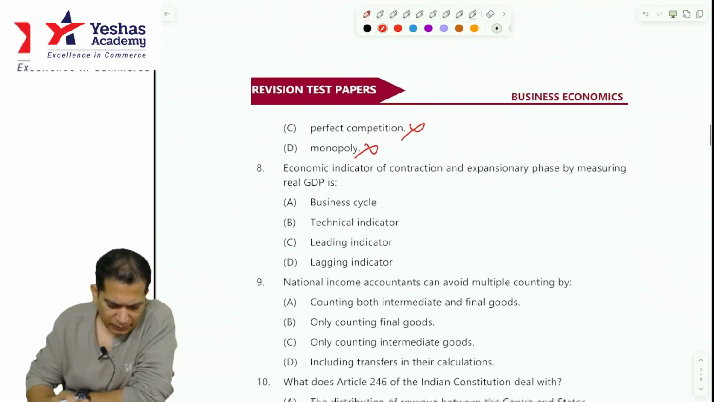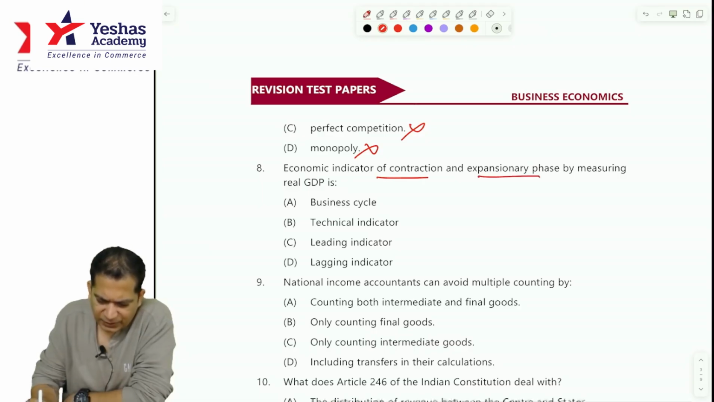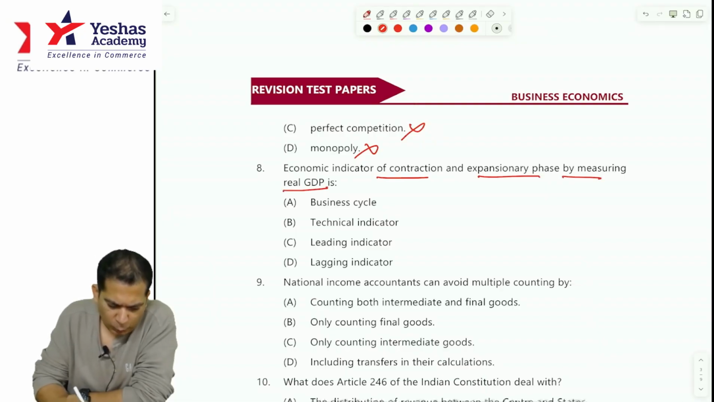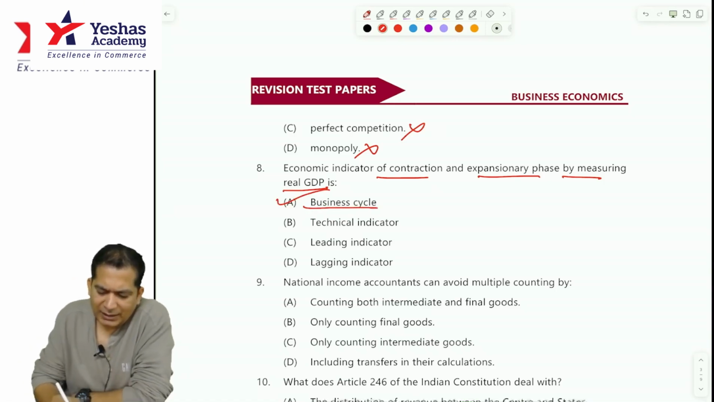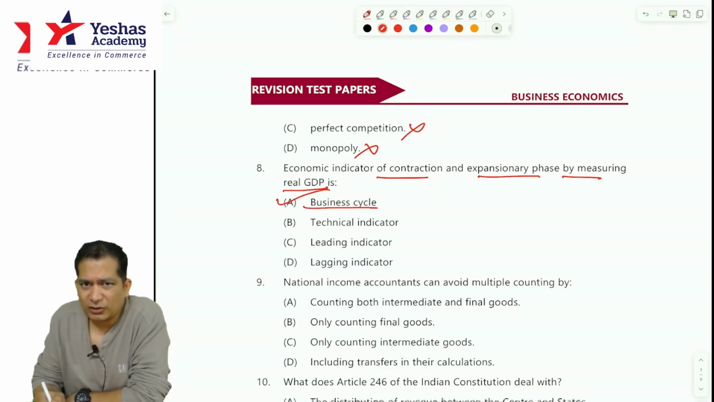Next, economic indicator of contraction and expansionary phase. Economic indicator of contraction and expansionary phase by measuring the real GDP. So what is it called? Of course, it is known as business cycle. Leading or lagging indicator simply tells us where the economy was and where the economy would be.